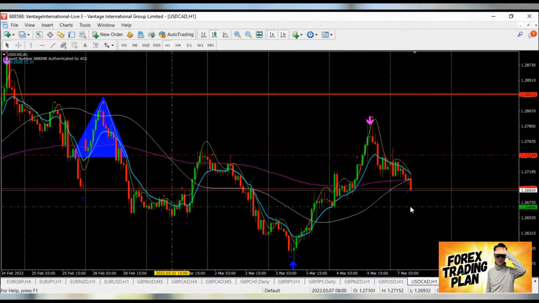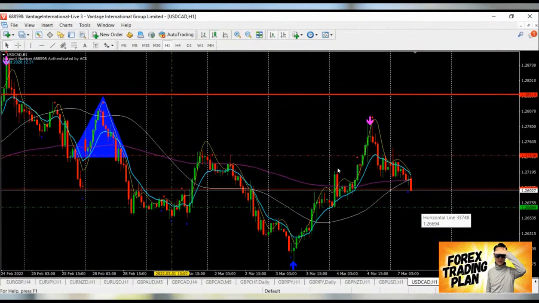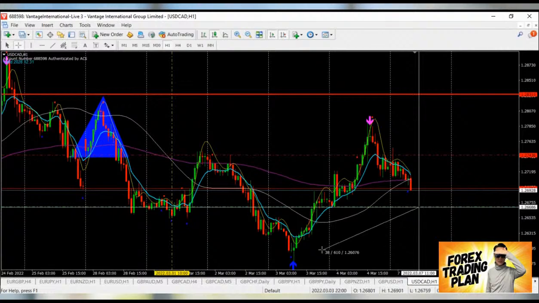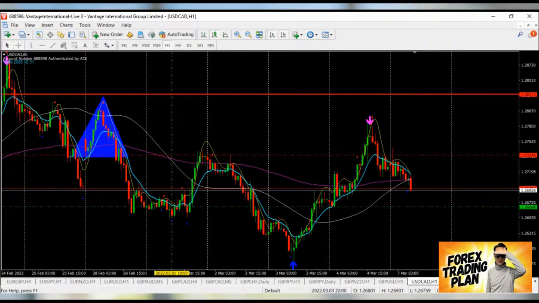It breaks the support with a new resistance below. Then we have a good chance to sell for another 60 pips. So dollar CAD is good to pay attention to. It looks like a chance to sell for dollar CAD.